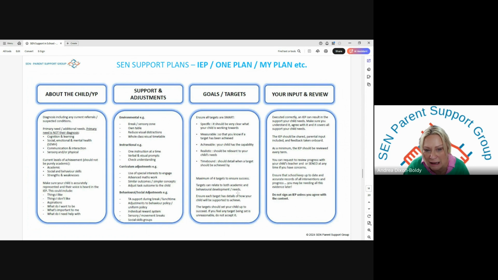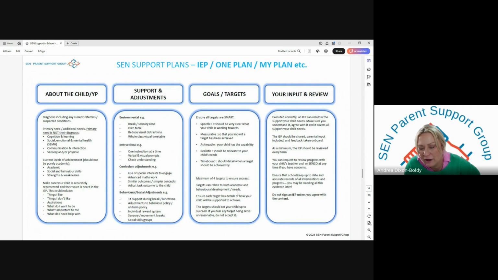Targets need to be SMART. So again, specific, measurable, achievable, realistic, and time-bound. A maximum of 4 targets to ensure success. Too many basically confuse the issue. Targets can relate to both academic and behavioural, as we've discussed, and each target has details of how your child will be supported to achieve. That is key.